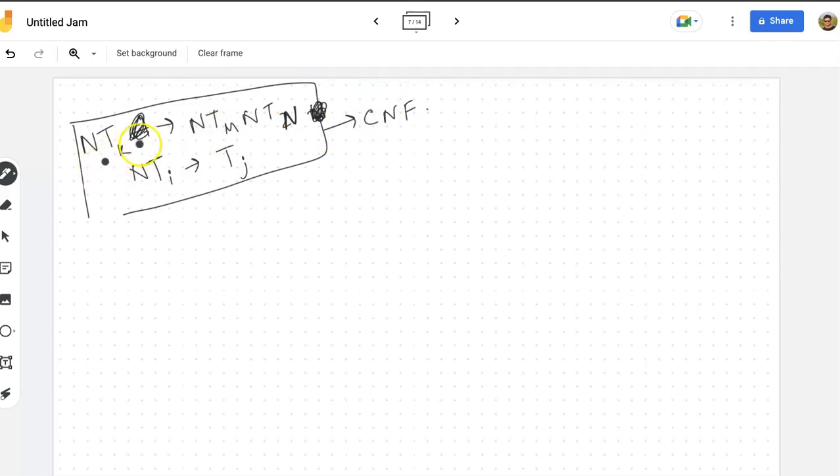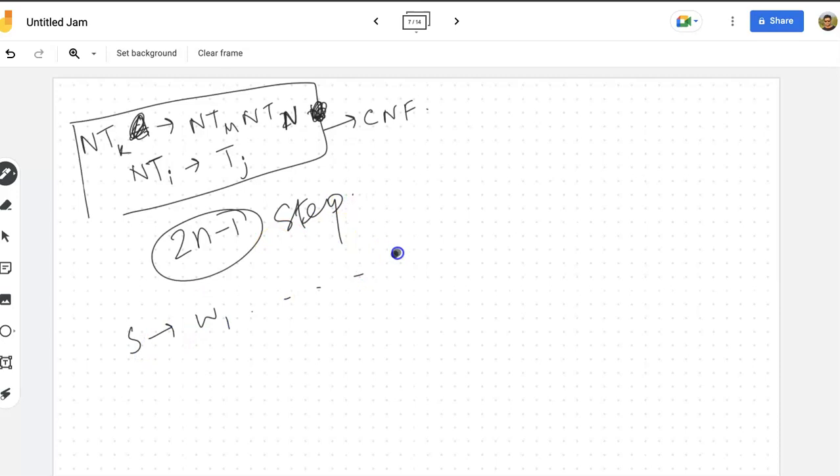So from a non-terminal you can produce two different non-terminals. m and n can be similar. So you can generate two non-terminals, and from a non-terminal you can generate a terminal. Now using these 2n minus 1 steps, you can generate a string W1 to Wn, all terminals. But are all these steps distinct? No, it can be distinct or it cannot be distinct.